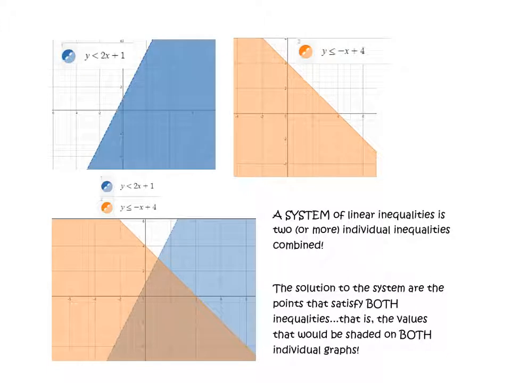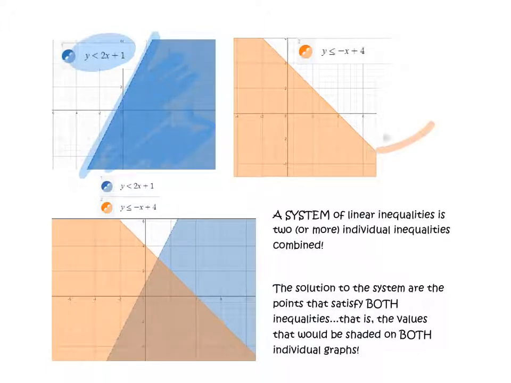So this is just a quick little preview of what we're going to be doing. So we know already how to do just a single linear inequality. So up here, I have the inequality y is less than 2x plus 1. So we put in the borderline, which is a dotted line, and then we shaded in all the solutions over here. So the blue things are the solutions to this inequality. What I have prepared on the right side is just another inequality, y is less than or equal to negative x plus 4. And we did the same thing.